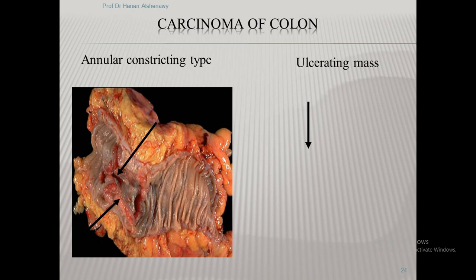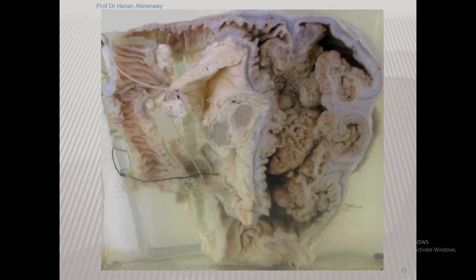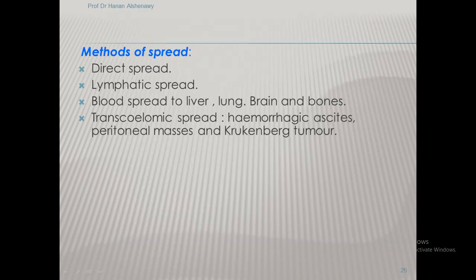This is annular, causing obstruction. This is the lumen, just obstructed by a mass. Ulcer, ulcerating cancer colon. And this is a cauliflower mass obstructing the colon. Now, the methods of spread, like any other carcinoma: direct spread to the surrounding organs, lymphatic spread to the regional nodes, blood spread to the liver, lung, brain, and bone, and a very important method here, which is transcoelomic. Again, Krukenberg tumor that we discussed in gastric carcinoma.